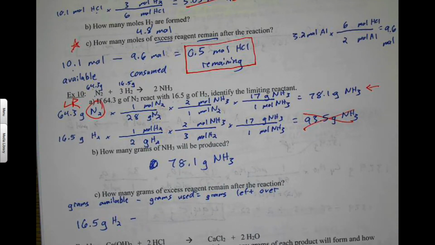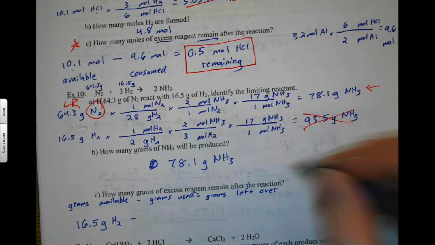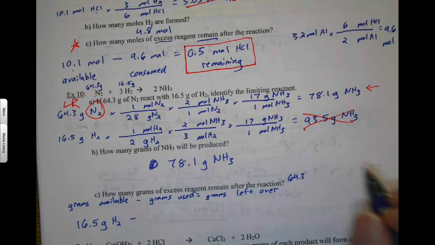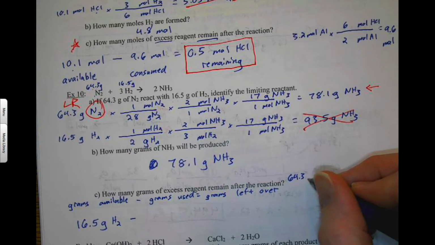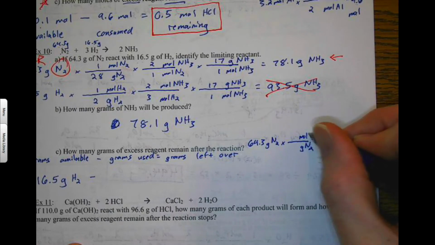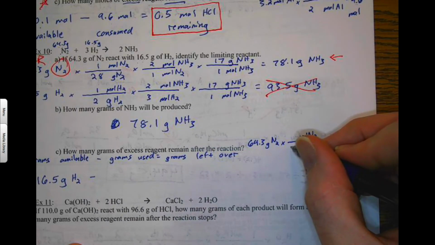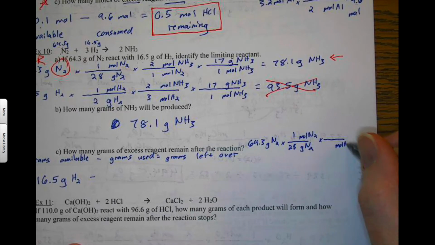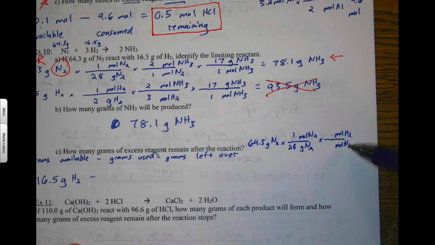Now we'll have to do a little stoichiometry magic to figure that one out. We need to start from our limiting reactant, 64.3 grams of nitrogen, and do some stoich. I'm going to run out of room. Change grams of nitrogen into moles of nitrogen. It's 28. I regret doing it like this. Moles of nitrogen into moles of hydrogen, because now I'm going from my limiting to my excess reactant. That's how you do this. Just go from your limiting to your excess now.